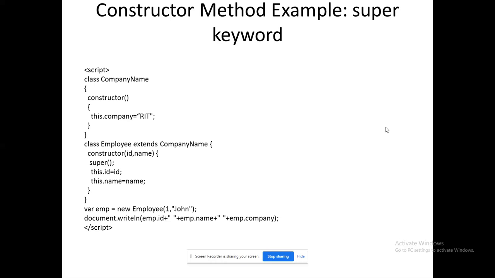Here you are having two classes, company name and employee. In company name, I am having a constructor which is ready to refer to a company, RIT. In the second section, you are having a class called employee, which is having a constructor with two arguments. The first one is the default constructor in the company name. The second class has the constructor with the arguments ID and name. The ID and name are being passed from the object emp for the class employee, 1 comma John. So 1 comma John will be assigned to ID and name.